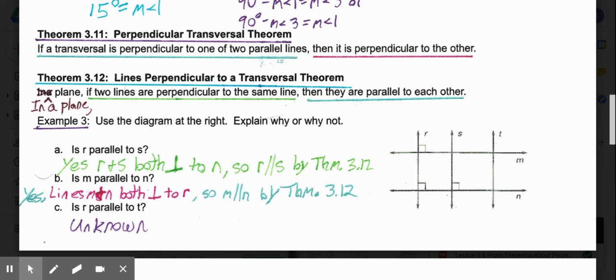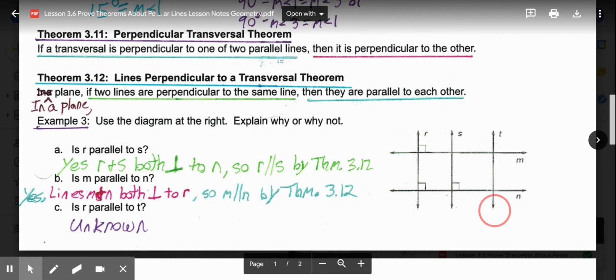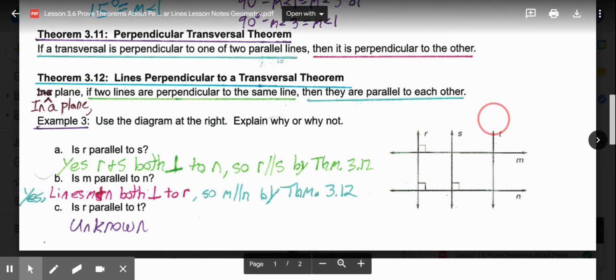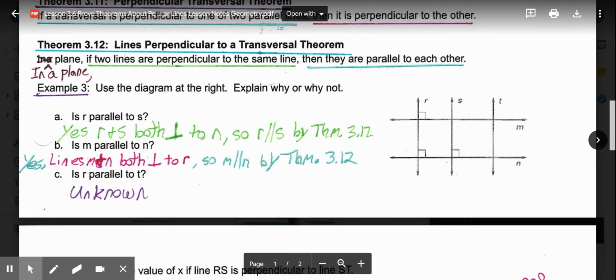And then is R parallel to T? So we have R here, T here. So are those two lines parallel? Well, we don't know anything about T other than it crosses M and N. We don't know anything about the angles. So in that case, R being perpendicular to M and N doesn't help us know anything about the angle T meets them. So we could not answer that at this point, or it would be unknown. So at this time, we would say no.